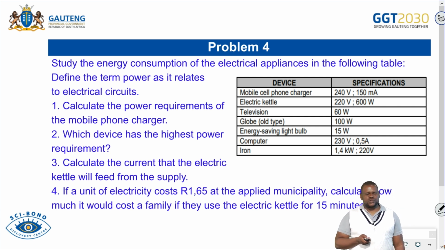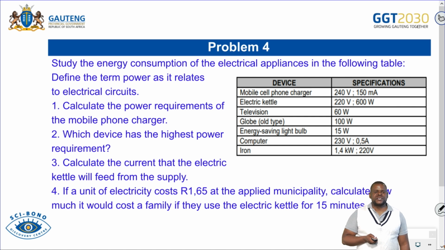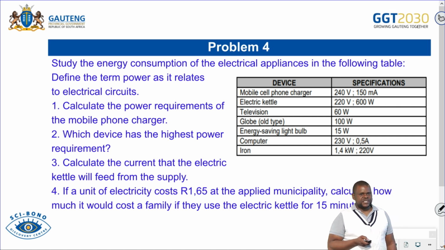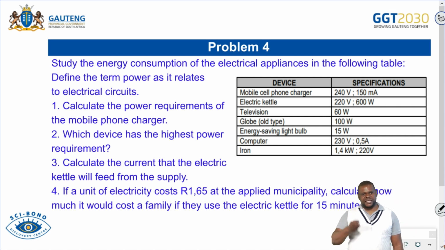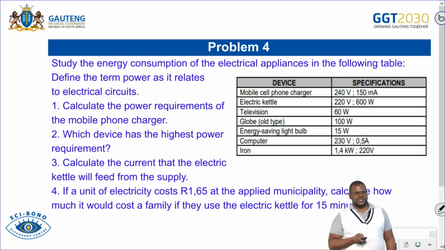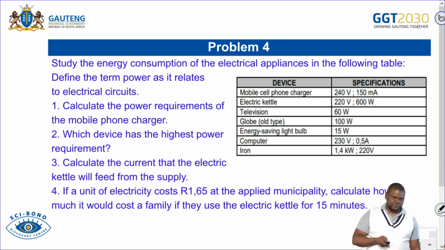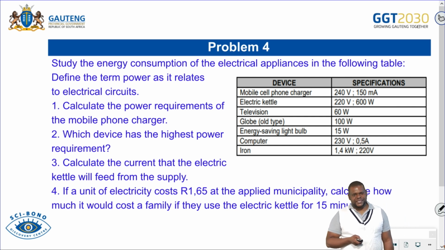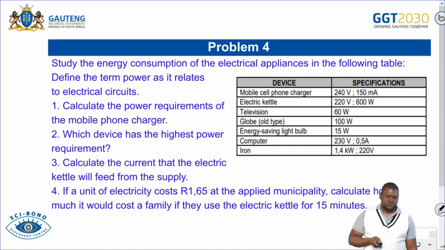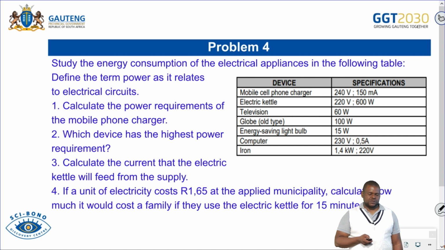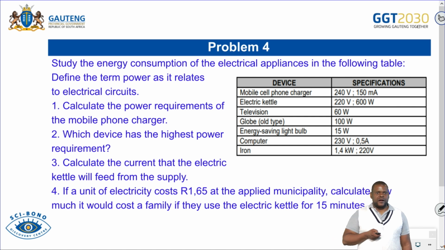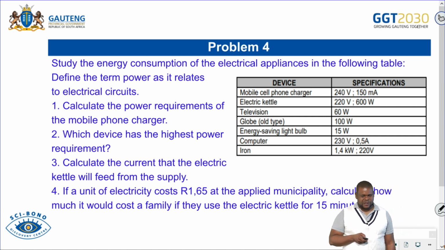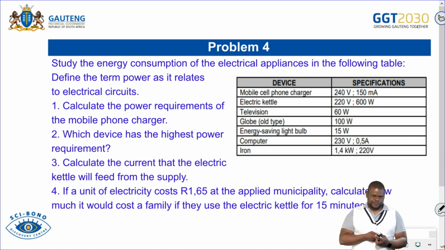The electric kettle, the one that you use to boil water for tea, says 220 volts, and it has a power of 600 watts. The TV has a power of 60 watts. The globe, the old type, not the energy saving one, is 100 watts. The energy saving light bulb has 15 watts. The computer says 230 volts and a current of 0.5 ampere.